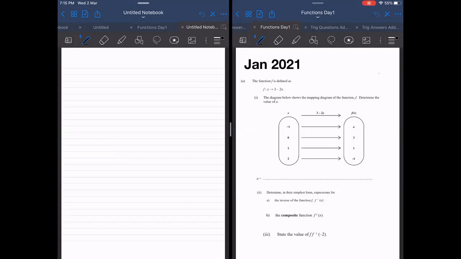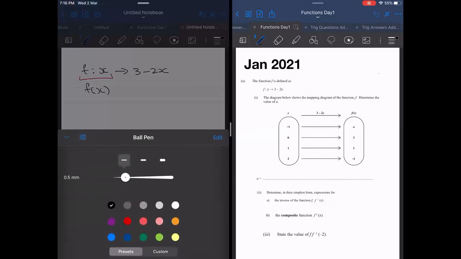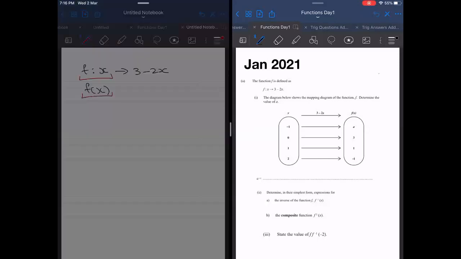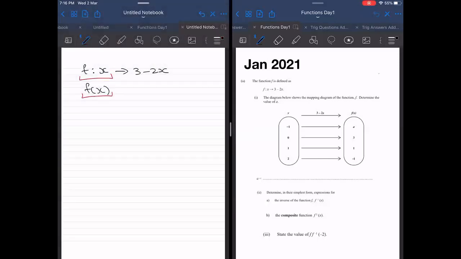Okay, so we have the function f defined by, right? And they put f: x → 3 minus 2x. Now, the first thing I want to point out for note purposes is that this f colon x is the same thing as f of x, right? Some questions you'll see it with the colon, some you'll see it with the brackets around the x. Those two things mean the same, right? It's just another way to write it. So maybe that's something you can jot down.